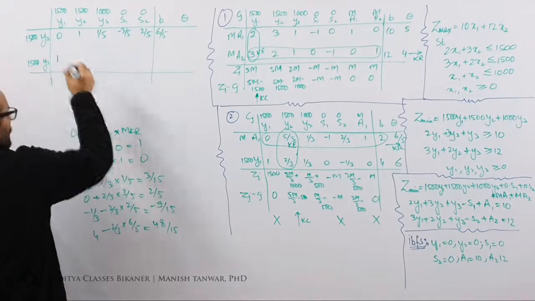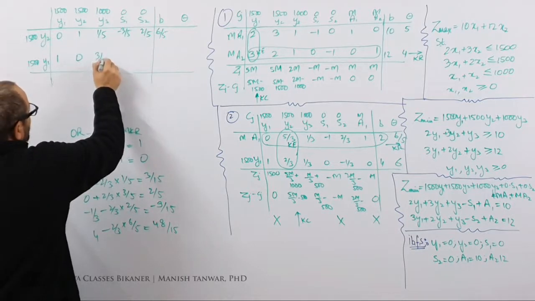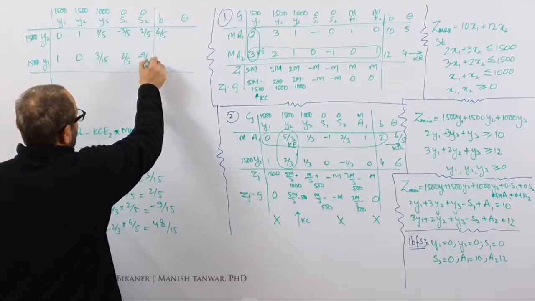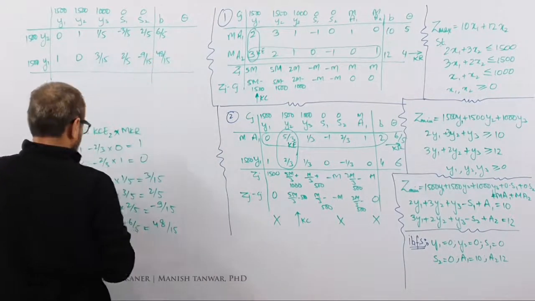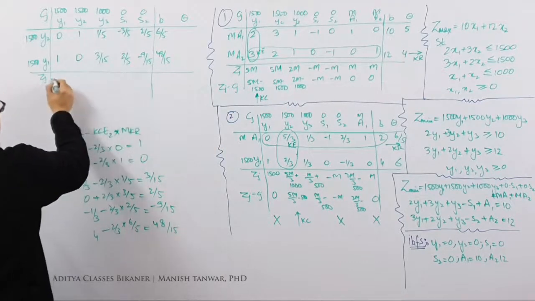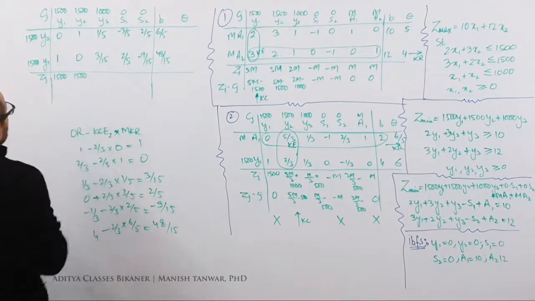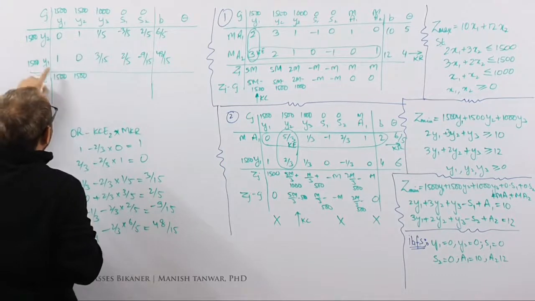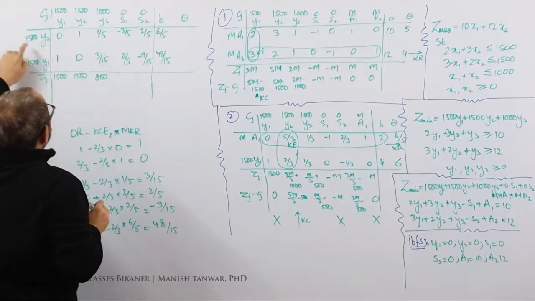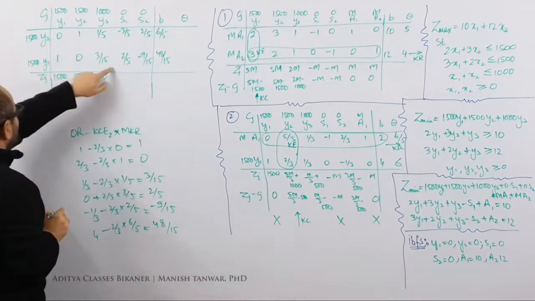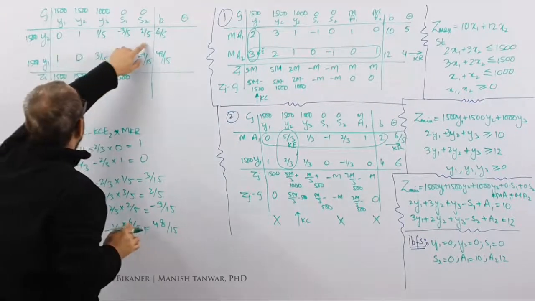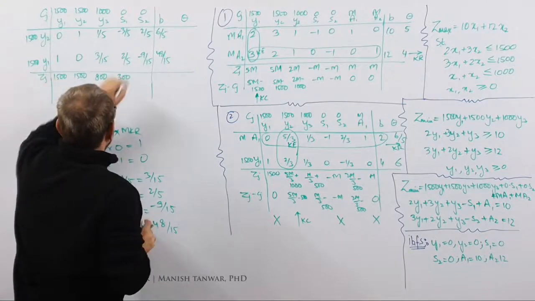I get my values as 1, 0, 3 by 15, 2 by 5, minus 9 by 15, and the last one is 48 by 15. And now if I try to find out Zj, the Zj's would be 1500, 1500, 500 and 100, 300, 800. Then this would be 300 minus 900, minus 900, 600, minus 900 and 600 would be 300. And the last one would be 300, 600, minus 900.